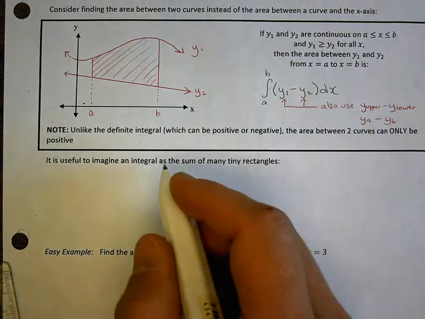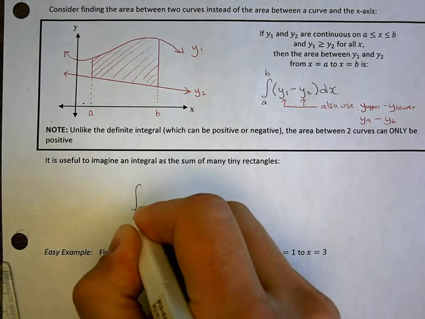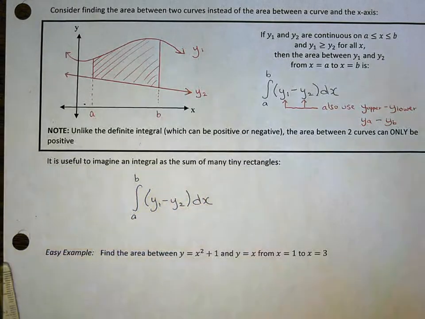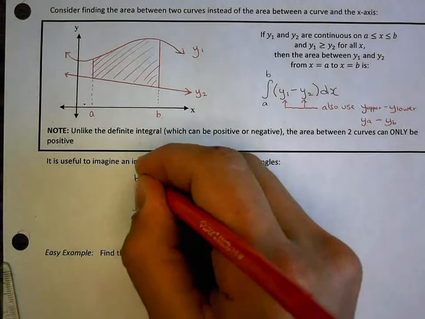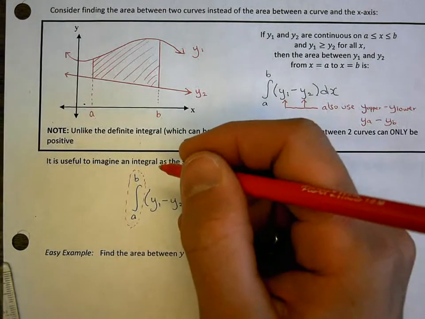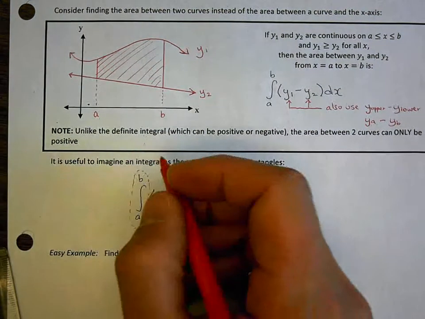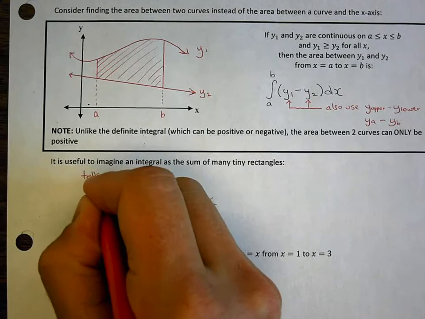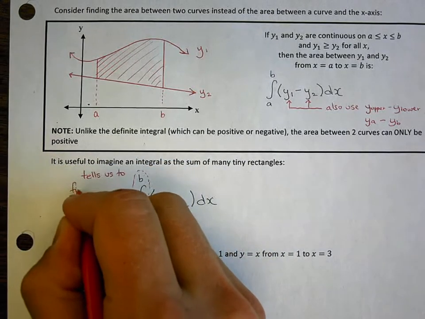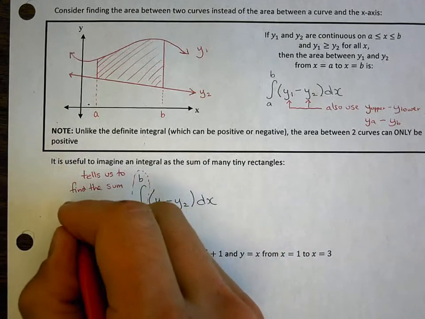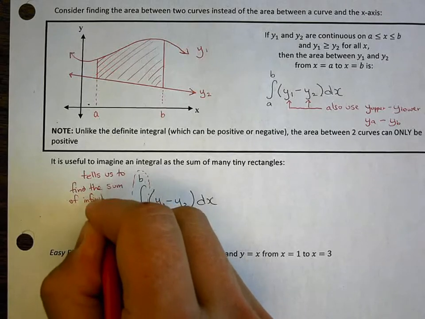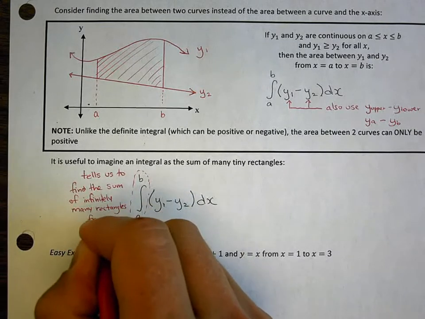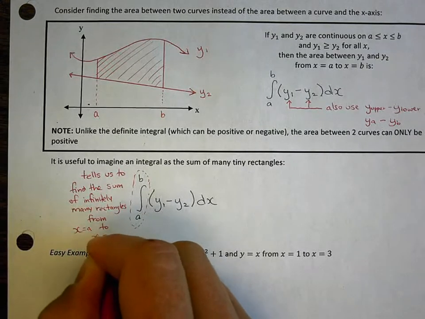Now when we're doing integration application questions, I'd like to kind of break down the integral. So let's write this again. The integral from a to b of y1 minus y2 dx. How do I remember this, or what does this really mean? Well, if you remember, the integral, based on those last two lessons, especially that long lesson where we looked at the Riemann sums, the integral basically tells us to add up all of those infinite number of rectangles. So when I see this, it tells us to find the sum of infinitely many rectangles from x equals a to x equals b.